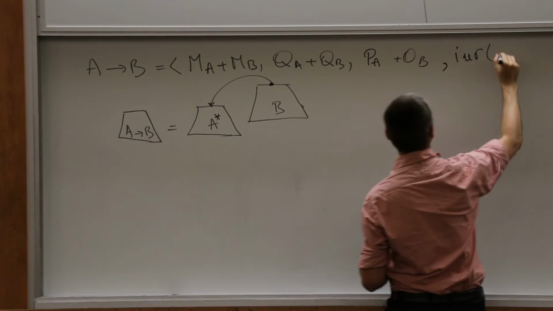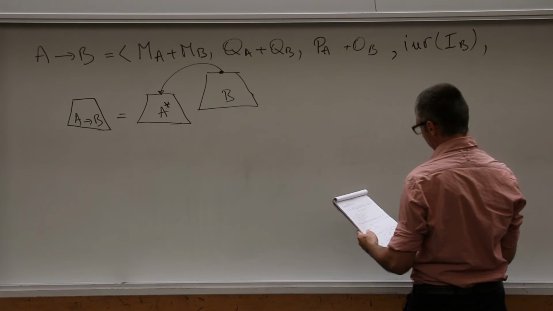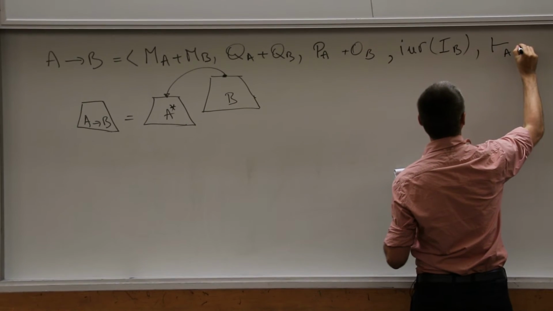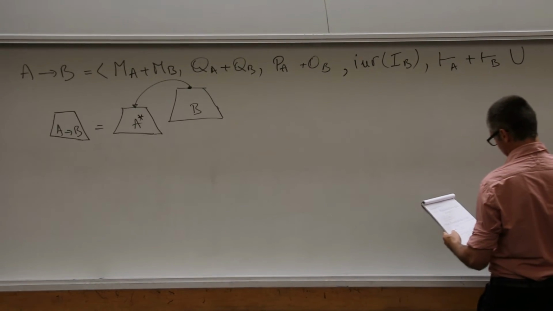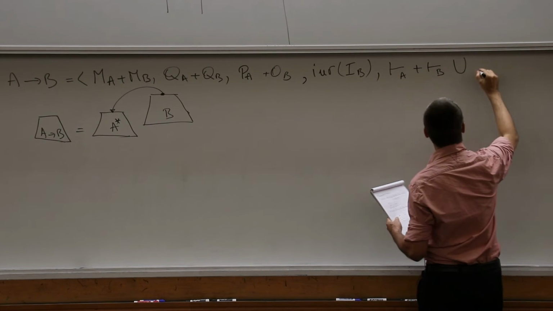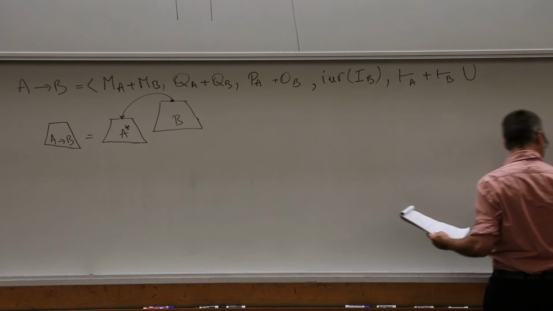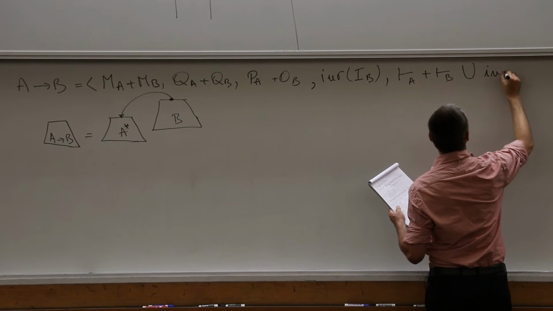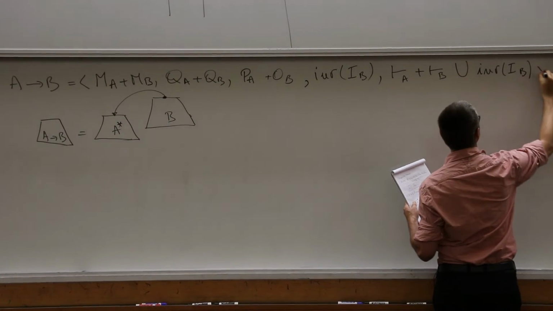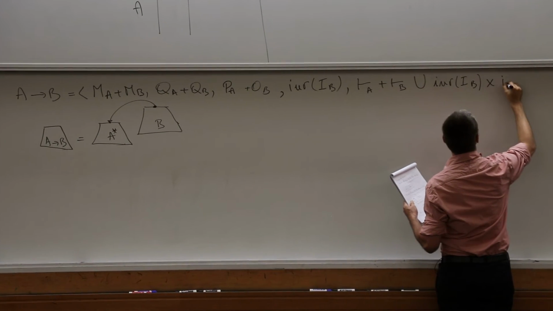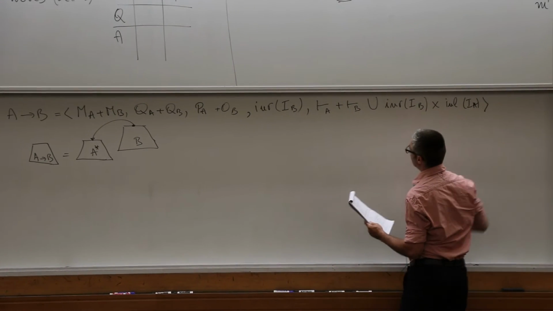All the initial moves are going to be taken from B. And the enabling relation is whatever I had in A, plus whatever I had in B, union the right injection of B, now enabling everything in A.